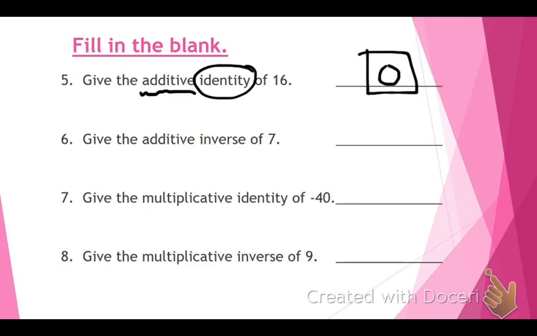So if I said give the additive identity of 20, what's the additive identity of 20? 0. What's the additive identity of 30? 0. What's the additive identity of 1 million? 0. The only time that you can have additive identity, the answer will always be 0.